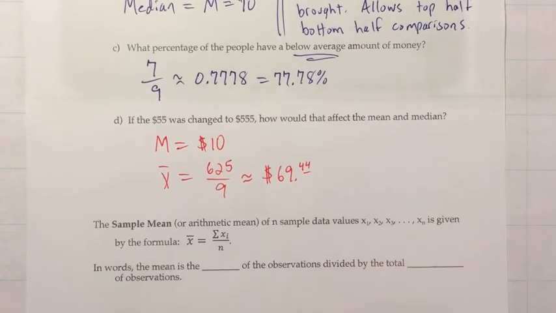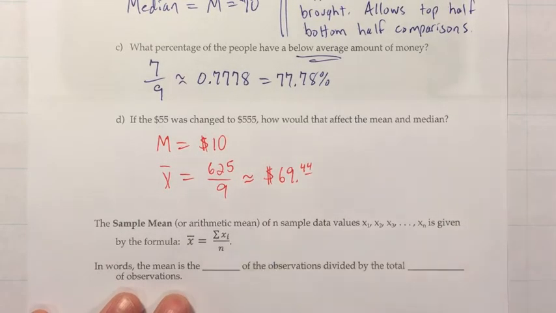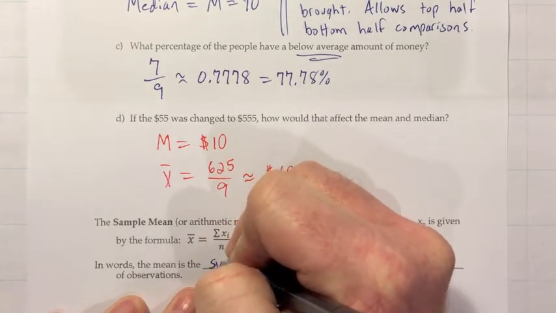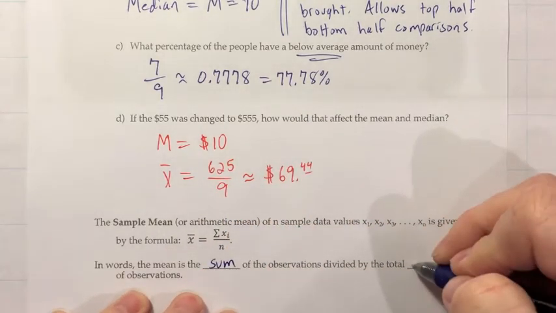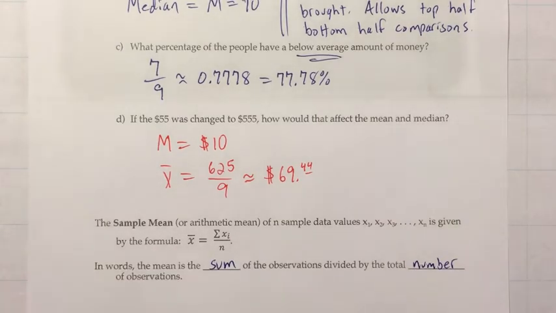Okay, and we'll summarize that on the next page. But let's start summarizing a bunch of the stuff we've done here. So one of the things we computed was the sample mean, also called the arithmetic mean. Not super common that we would use that phrase, but it's another word for it. And if your data values are x1, x2 through xn, so you have n sample values, then your x bar or sample mean is the sum of those x values divided by the number of values you had. So in words, the mean is the sum of the observations divided by the total number of observations.